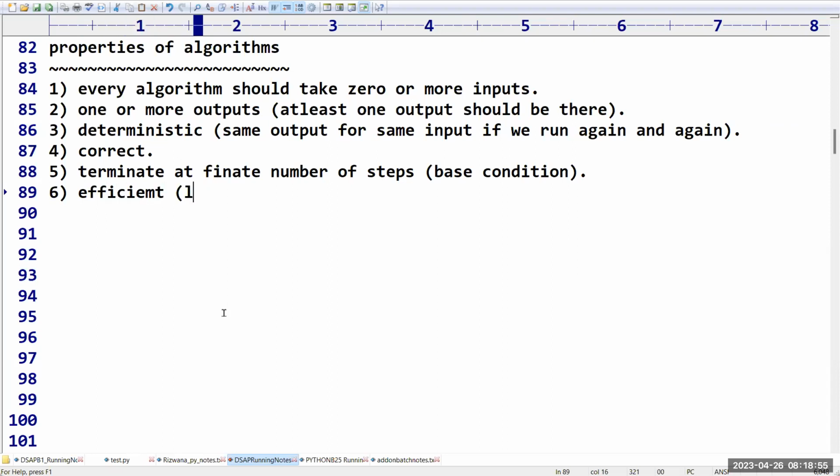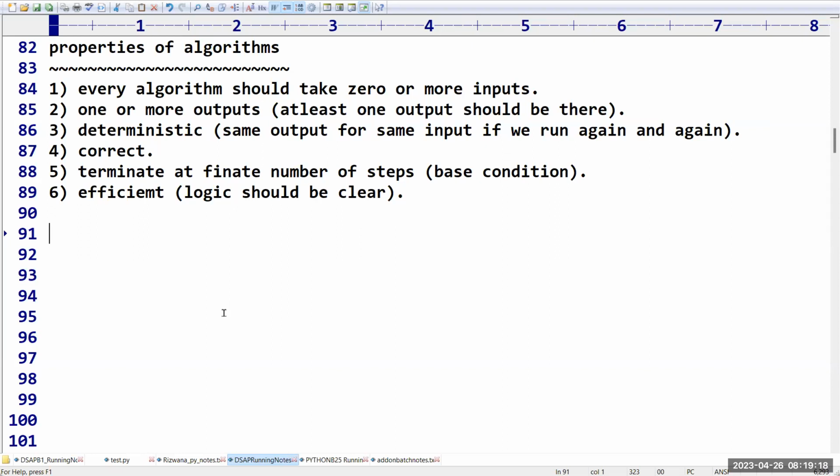With respect to logic, your logic should be clear. You have to write clear logic. So these are nothing but some of the properties of an algorithm. We have to follow these properties while writing an algorithm.